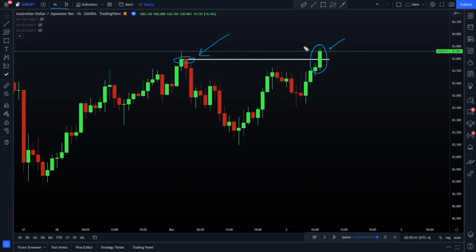Now, I like to look for a breakout and some sort of pullback, which we'll talk about in a moment. But this by itself is already a point of interest. The price action movement here has broken above the previous high. Things look good, and it looks like we have potential to continue higher from here.